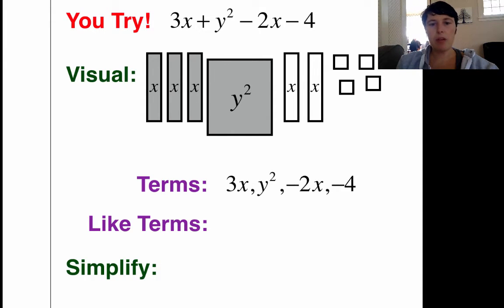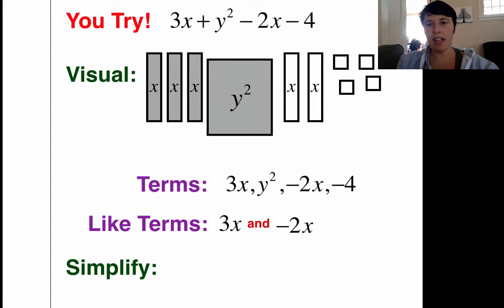What are the terms? Well, we got 3x, we got y squared, we got negative 2x, and we have negative 4. What are the like terms? Well, the x's, so the 3x and the negative 2x, those are the same. And do you see anything else? I don't think I see any other like terms. I think that's it for like terms.